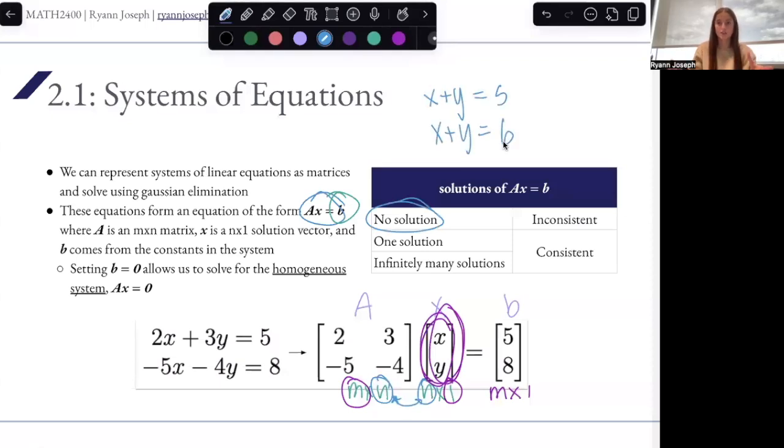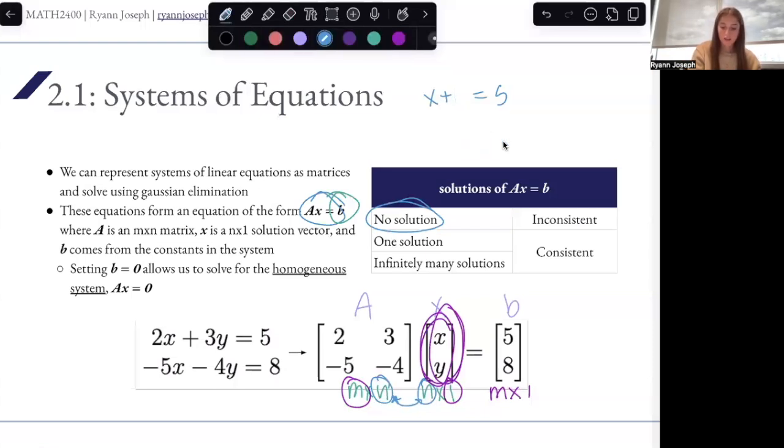Something like this is one of those base examples, but there's no way for this to have a solution because it can't be true that X plus Y is 5 and X plus Y is 6. So no solution is one option. And then we can also have one solution. One solution is unique. So it's probably what you're more used to when you've been solving these systems in lower levels of math classes, where there is a value for X and there's a value for Y, and that's the end of it.